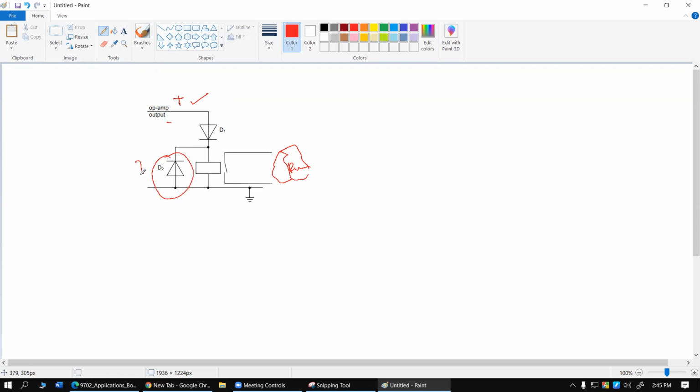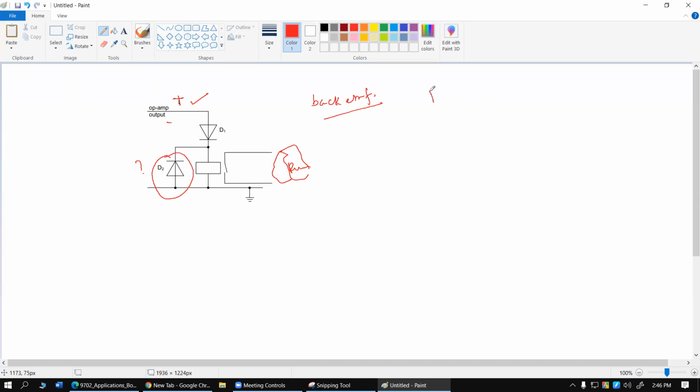This diode 2 over here is placed to stop the back EMF. Now there is a term called back EMF. Back EMF is not very elaborately discussed in your syllabus, but I'm going to give you some idea because I want you to understand the concept of the back EMF. Try to understand one thing.